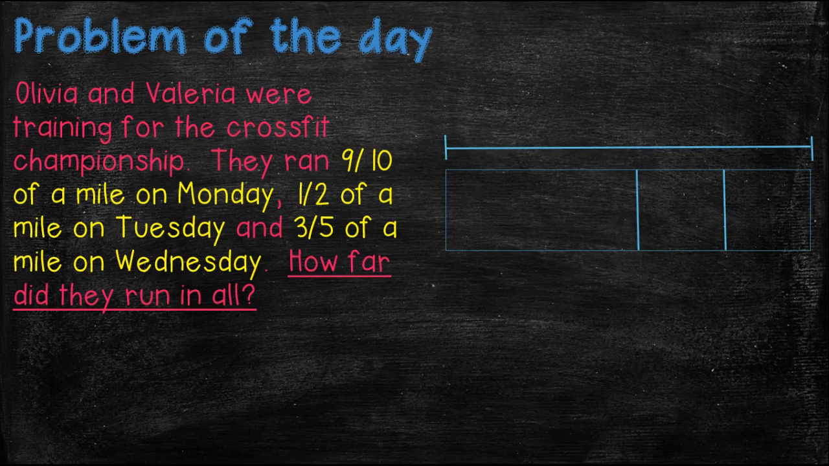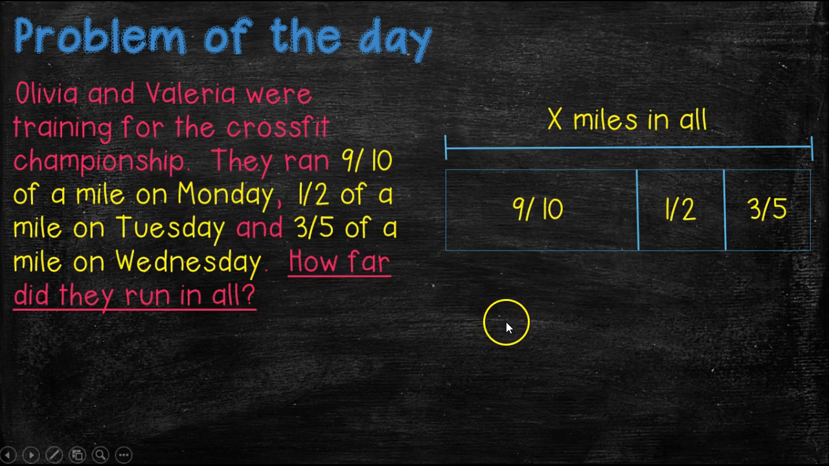So we're going to go ahead and write a bar diagram, just like you wrote down in your vocabulary portion of your notebook. And we're going to put 9/10 in one square, 1/2 in another, and 3/5 in another, because they ran 9/10 on Monday, 1/2 on Tuesday, and 3/5 on Wednesday. So our x, or our unknown, is going to be how many miles did they run in all. So our equation is going to look something like this. x equals 9/10 plus 1/2 plus 3/5.